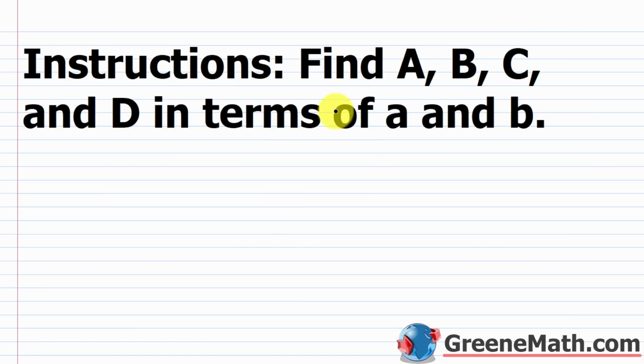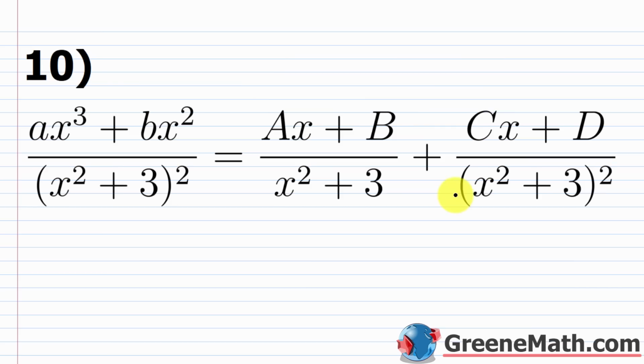So for the instructions, we're going to find capital A, capital B, capital C, and capital D in terms of this lowercase a and lowercase b. When we come down here, this is what we're given. So we don't have to do our normal steps because everything's kind of set up for us. And what we have is (ax³ + bx²)/(x² + 3)². Now this is a lowercase a and a lowercase b.